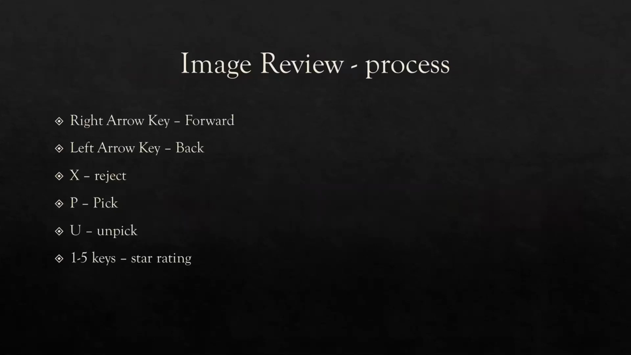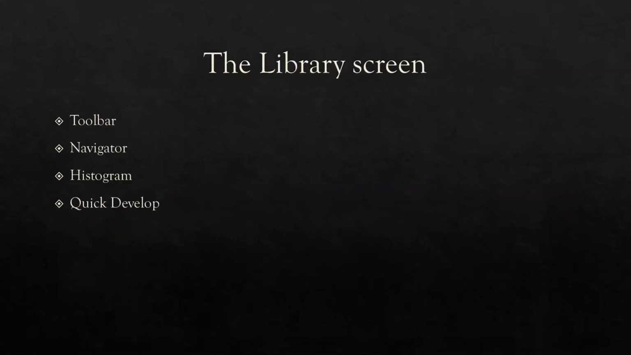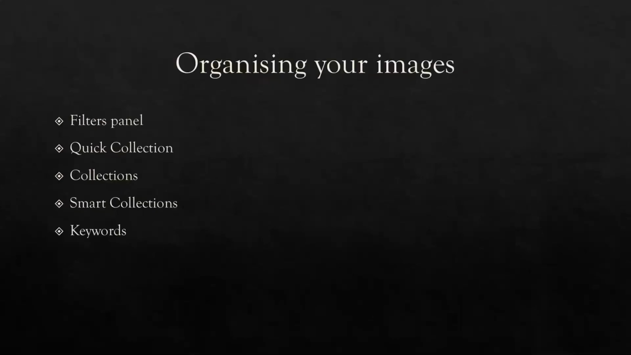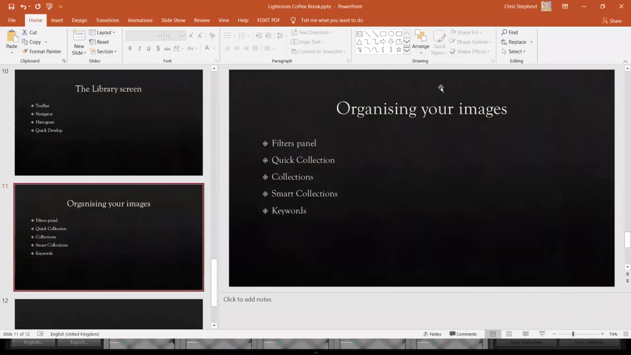There are shortcut keys for clearing the screen, how to move through using forward and back, X, pick, unpick. Those are quite easy to get in your head. Once you've got those in your head, it makes reviewing the images a lot easier. And then I just talked you through each of the panels on the library screen itself, and what they do. So, stop sharing.